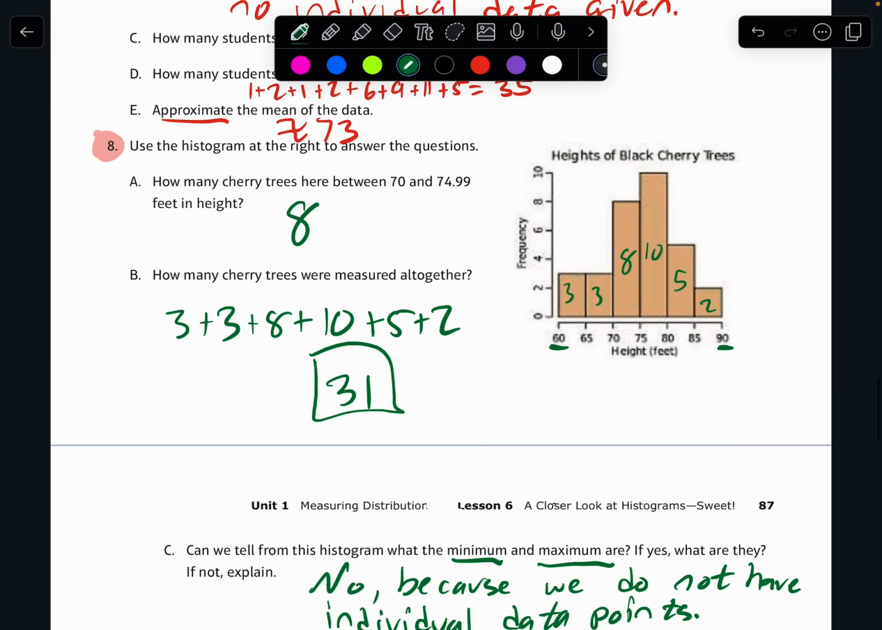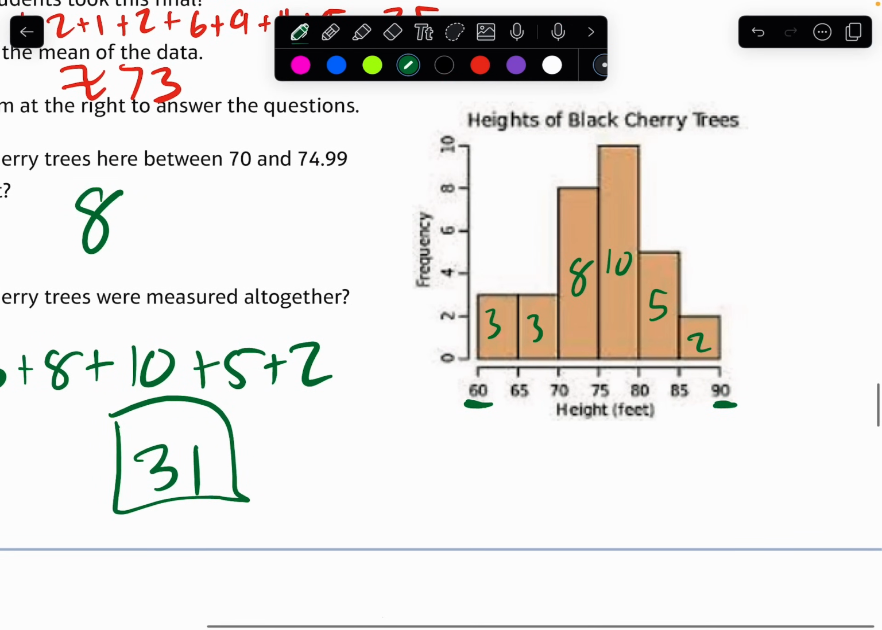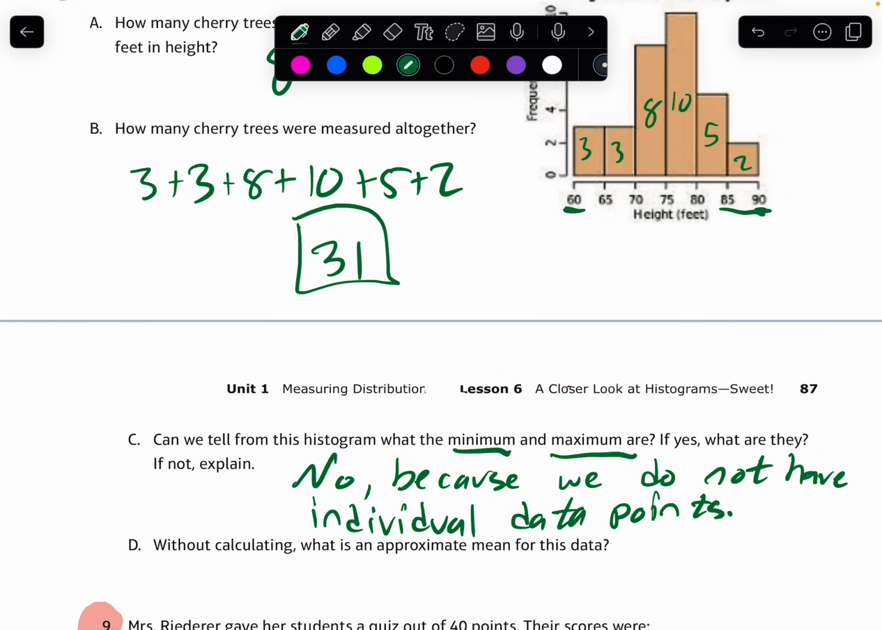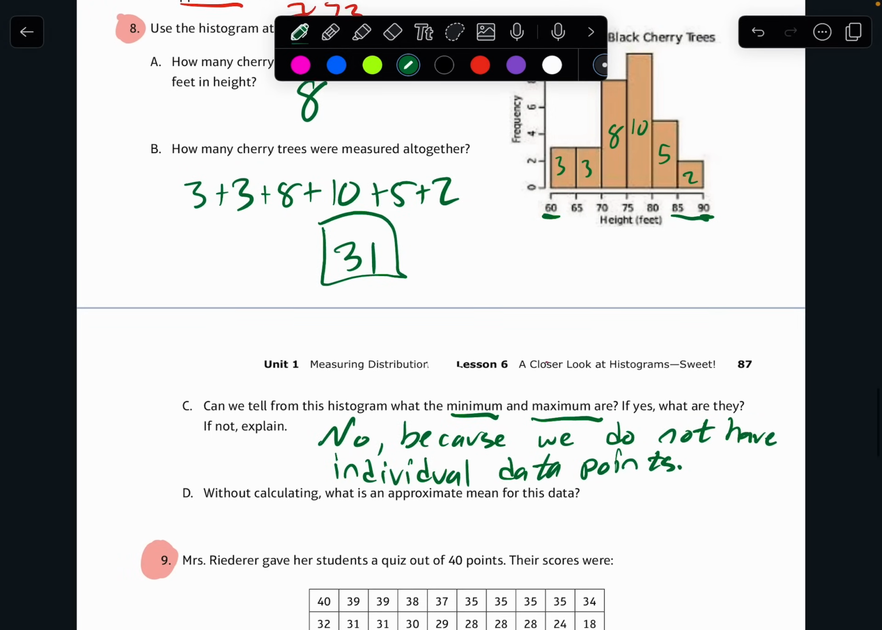And it makes sense too, because if you think about it, between 85 and 90, there are 2 trees that fall in that range, but we don't know if both the trees have 86 as the height, or they could be 85 and 86. We just know that somewhere between 85 and 90 feet, there are 2 trees that fall in that range. So that's why we can't find out the minimum or maximum based off of this information.